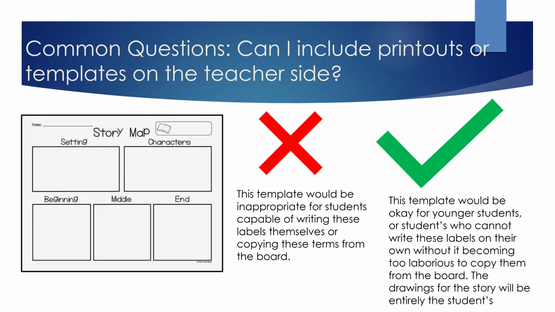Here's an example of a template that could be okay to use depending on the needs of your child. This template would be completely inappropriate for students that are capable of writing the labels themselves, or even for those that could copy the words if they were written on a word wall or on the board. This template would be okay to use for students that are not capable of writing even if they can copy the words, because the big panels still leave lots of room for students to create their own thoughts and ideas. But again, I wouldn't use this with older children at all.